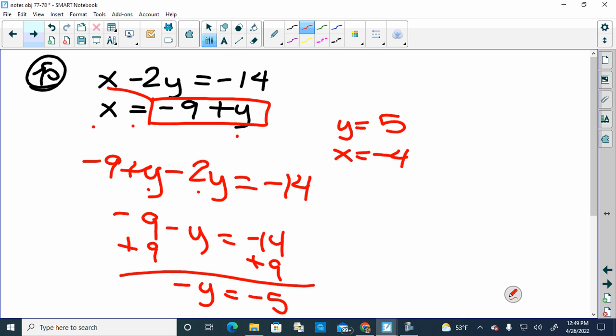Okay, so if I were to check it with the other equation, the x is a -4. A -2 times 5 would be a -10. A -4 and a -10 give me a -14. Kind of remember this from a couple of years ago. Okay, you get to try this one.